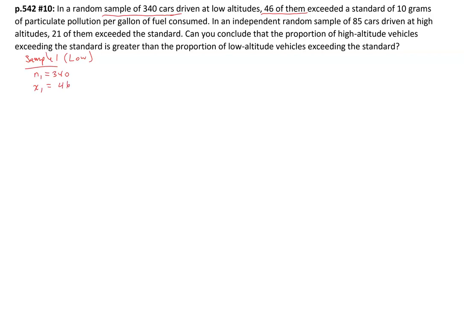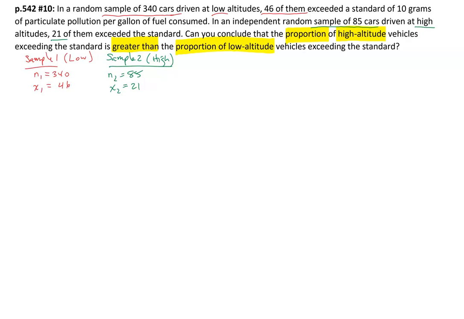And then we have a second sample. A second sample of 85 cars at high altitudes. 21 of them exceeded that same standard. So sample number 2, which is the high altitude, we've got a second sample size and a second number out of that total. And I see as I read the problem, I've got that word proportion right there in the problem. So I know that this is proportions, and I see that now, careful, the language here we've got is the proportion of high altitude greater than the proportion of low altitude.